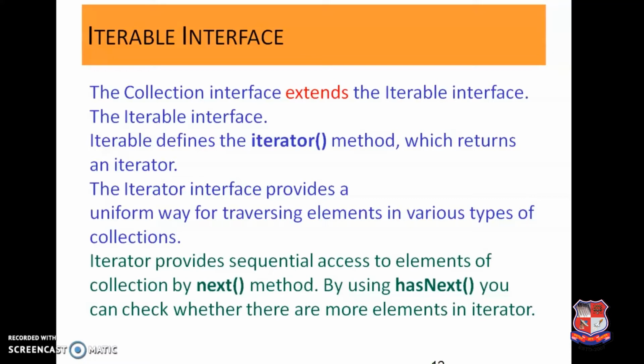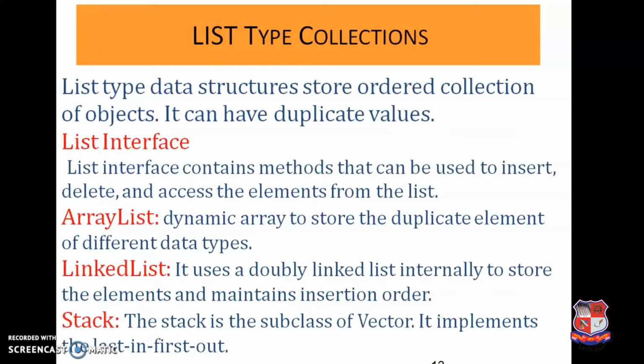Iterator provides a uniform way of accessing elements in collections. It provides sequential access to all elements of a collection by the next method. By using the next method, you can access elements sequentially. You can also use the hasNext method, which will tell you whether there are more elements available in the iterator. So iterator is a very important object by which you can access an entire collection.